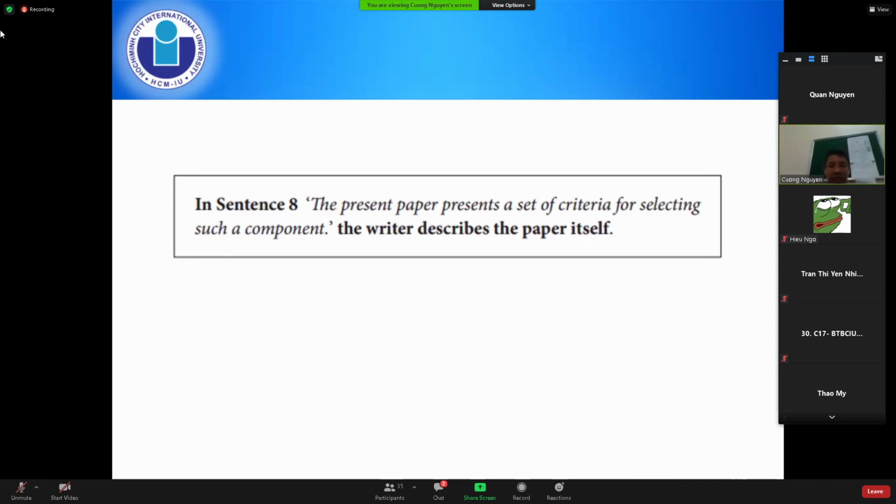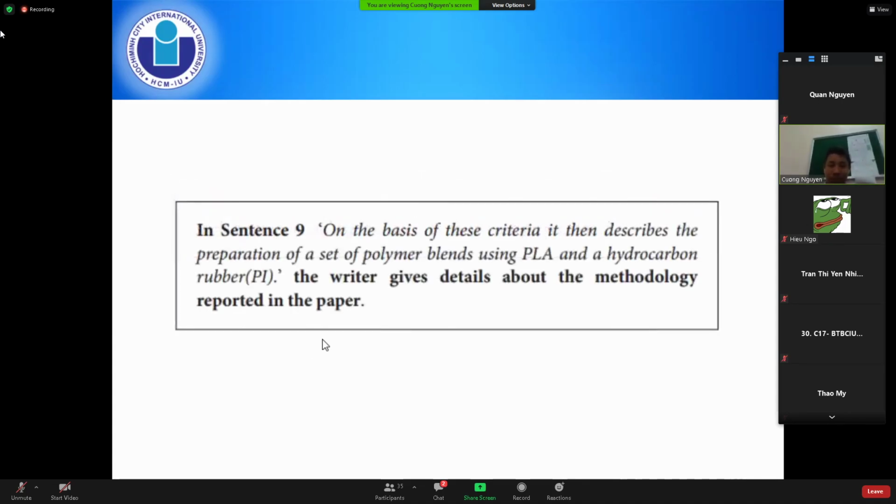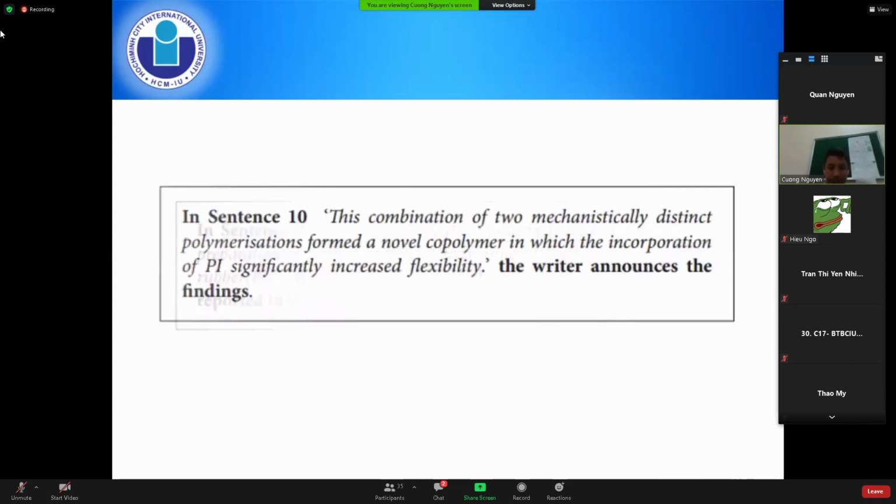Now, look at sentence number 8 here on the screen. "The present paper presents a set of criteria for selecting such a component." What tense is it? Simple present for sure, right? In the same way, simple present. But this one, simple past.